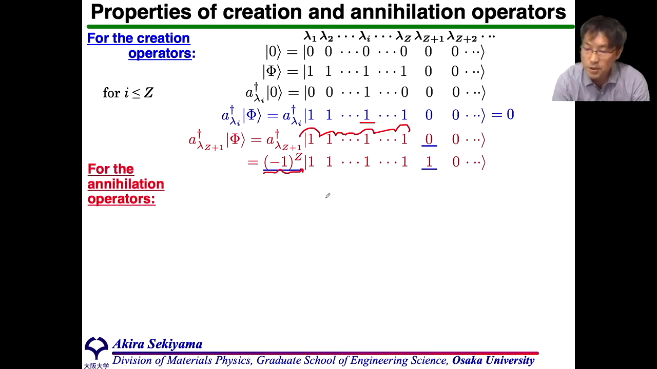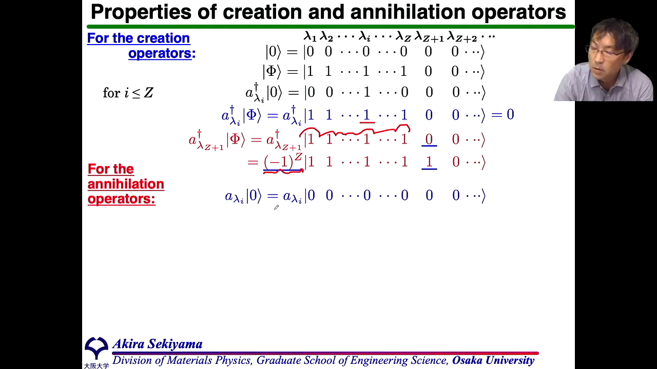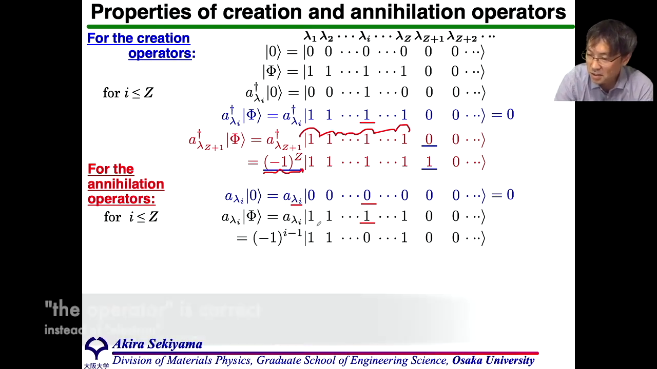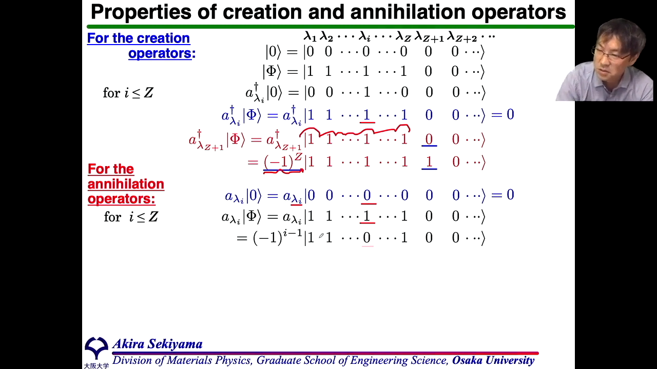For the annihilation operator, for the empty state, the state becomes 0, since there is no electron in the lambda i state. For the occupied state, annihilation of the electron is possible when we remove one electron with the state lambda i by using the annihilation operator. So in order to reach this state, the electron goes through the other electrons i minus 1 times. Therefore, we need to multiply by this factor.